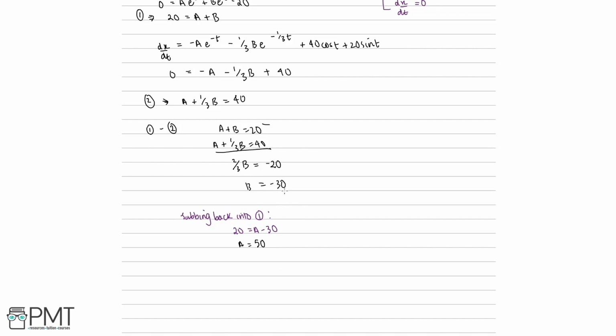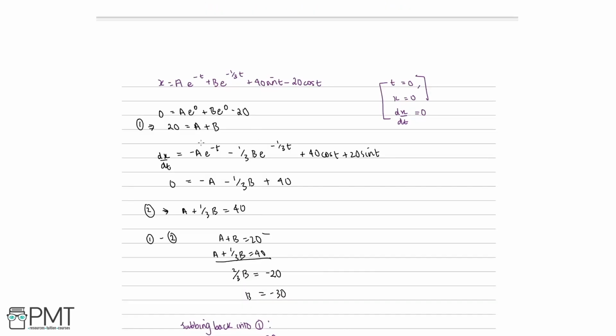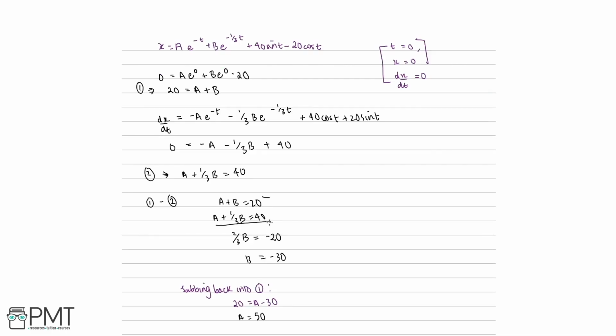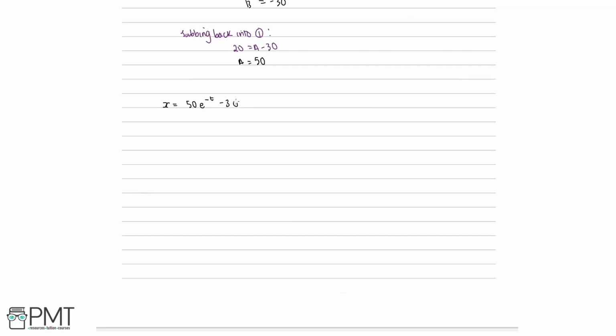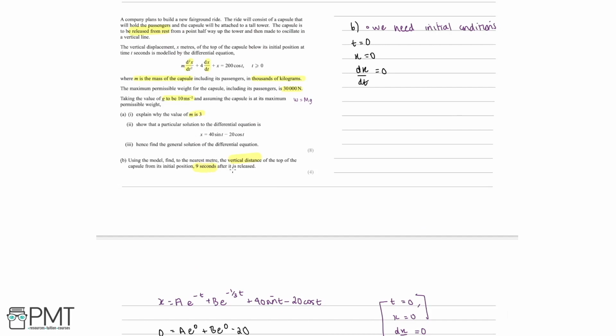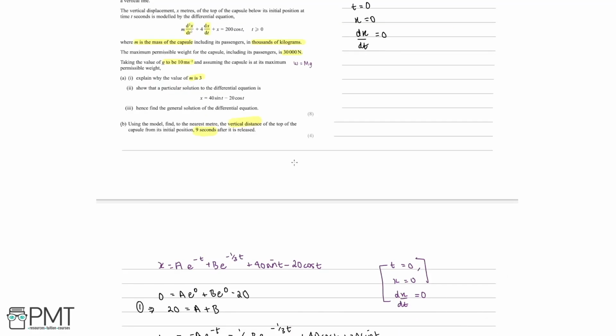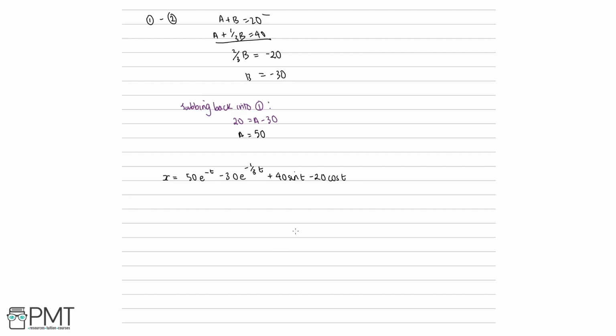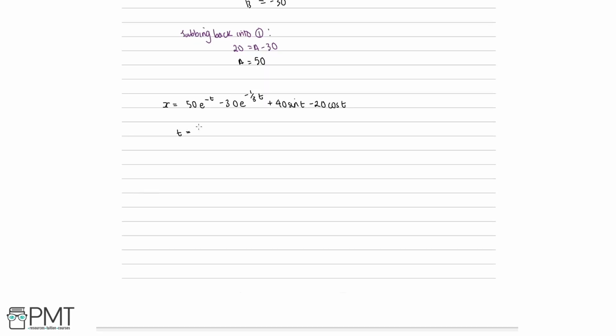Hence, we know that b is equal to minus 30 and a is equal to 50, so we can substitute this back into our original general equation in order to find our particular equation. So we have x is equal to 50 e to the minus t minus 30 e to the minus a third t plus 40 sine t minus 20 cos t. And thus, we can go back to our question. We want to find the vertical distance of the top of the capsule from its initial position 9 seconds after it's released. So 9 seconds after it's released, the value of t will be 9. So when t is equal to 9, then x is equal to 33 meters to the nearest meter. And hence we have answered part B.